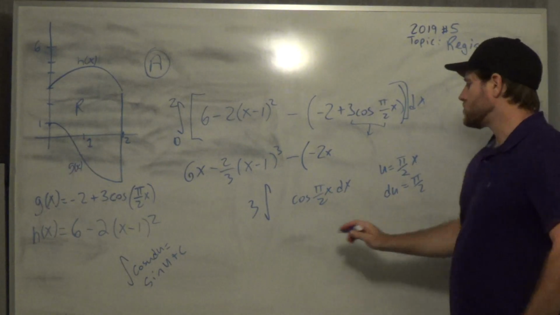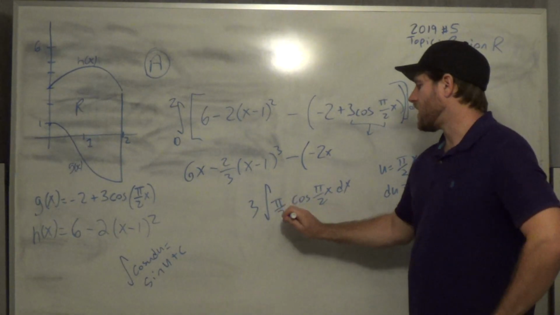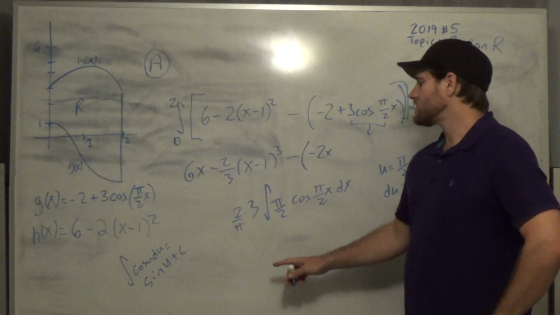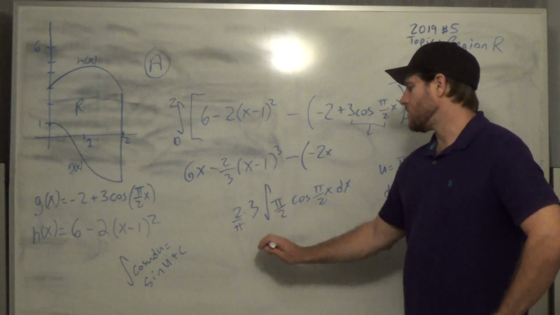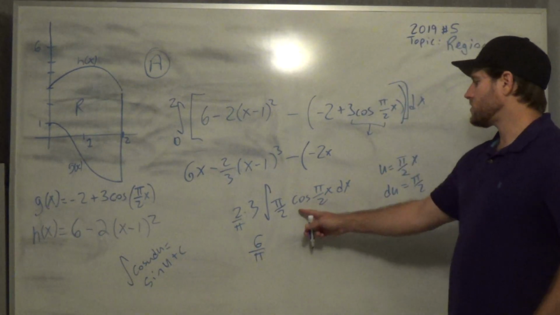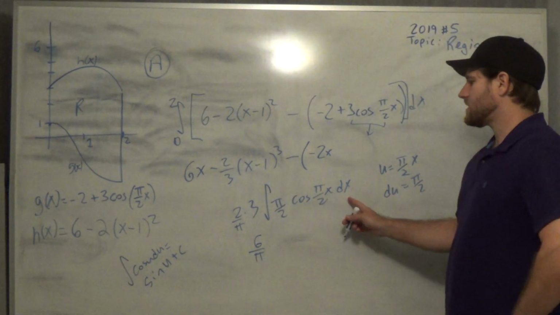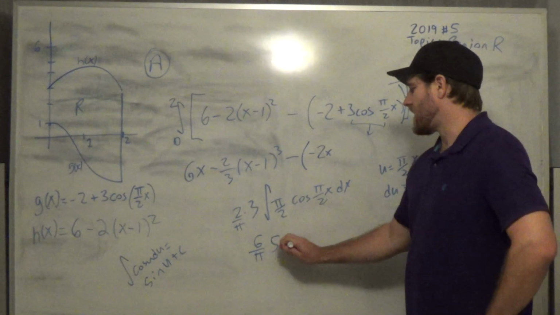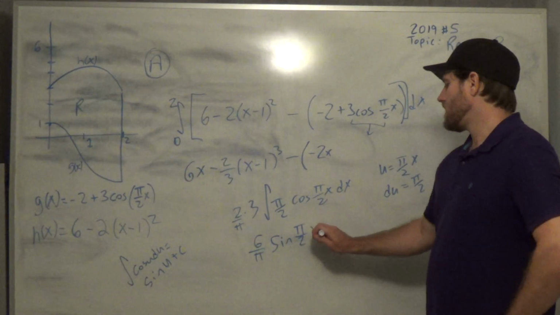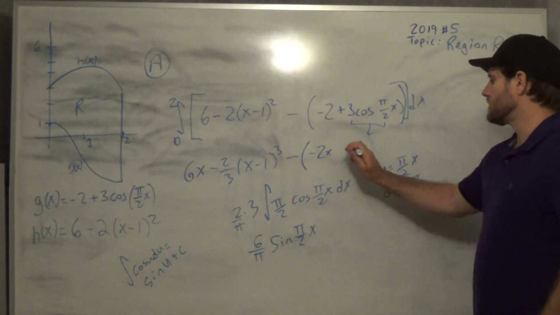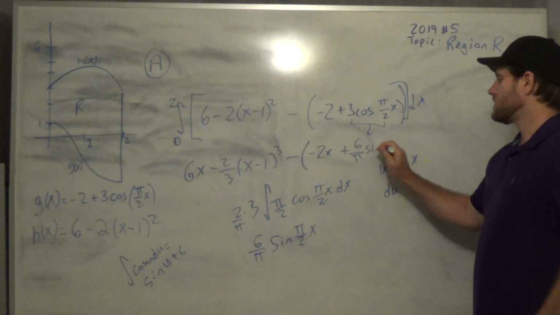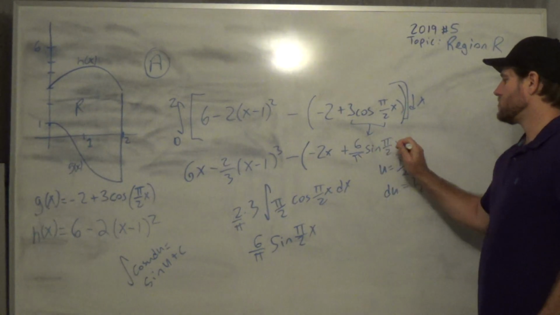And then I need a pi over 2, and I can put a pi over 2 as long as I offset it with 2 over pi. So once I've done this, this is now 6 over pi. And then everything's in the right spot. That's cosine u. The pi over 2 dx is the du, so it just is now sine u. And again, my u is pi over 2x, and that's what's going to go here. So 6 over pi sine pi over 2x.